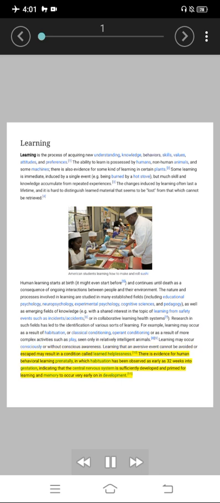There is evidence for human behavioral learning prenatally, in which habituation has been observed as early as 32 weeks into gestation, indicating that the central nervous system is sufficiently developed and primed for learning and memory to occur very early on in development.